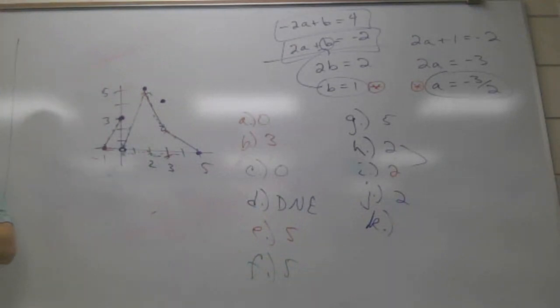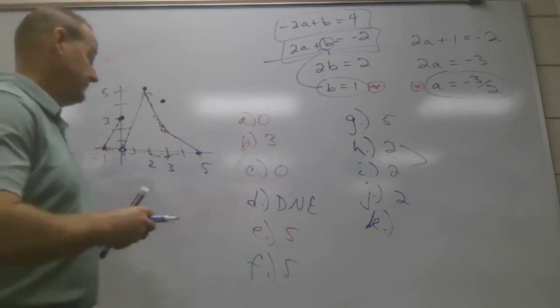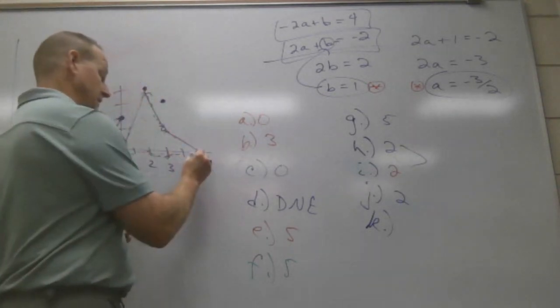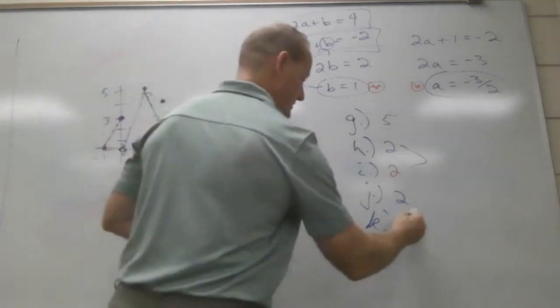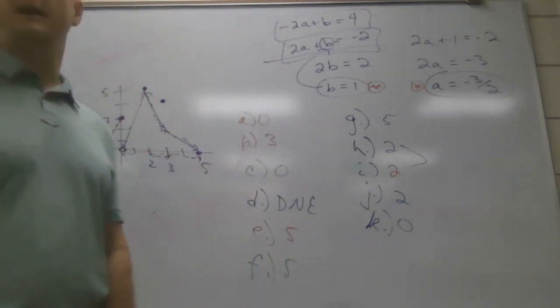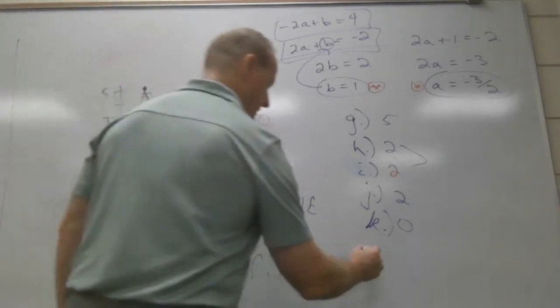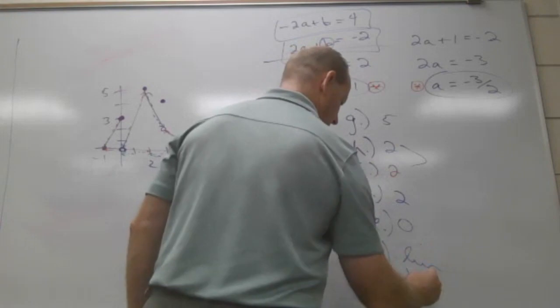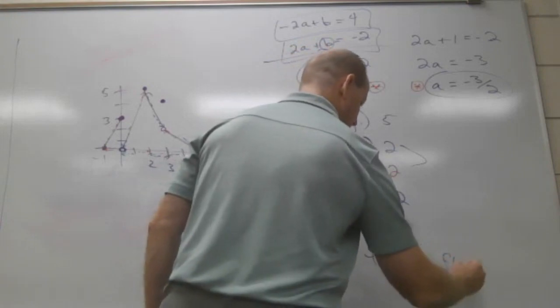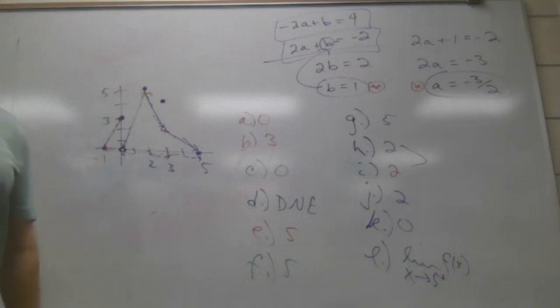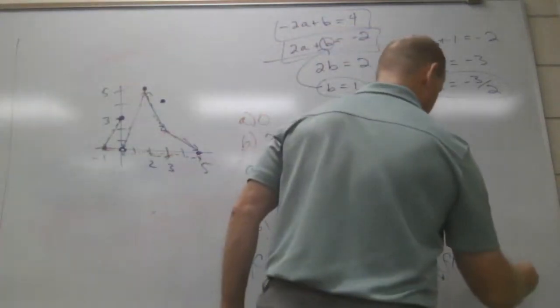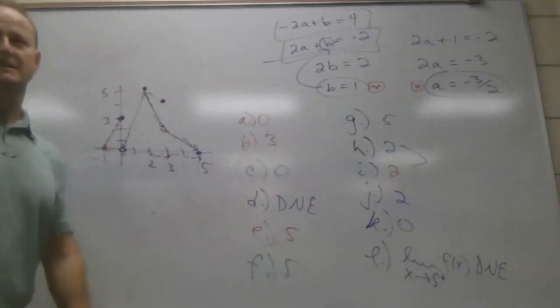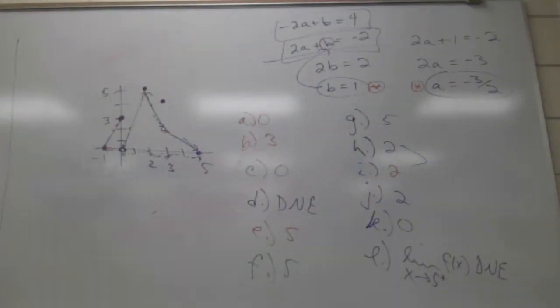Is there a K? Approaches 5 from the left. So approaching 5 from the left is what? 0. L, is there an L? There's no L? Well, I got an L. The limit as X approaches 5 from the right of f of X doesn't exist, because it's not defined, right? So what's the limit as X approaches 5 from both sides? Does not exist. Okay, I got another L. What comes after L? M.